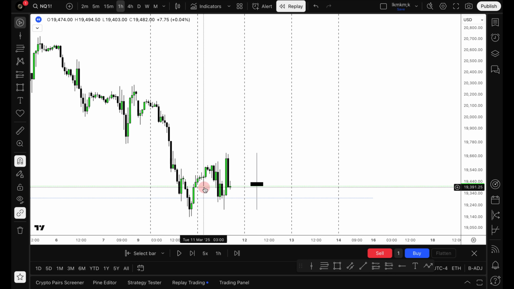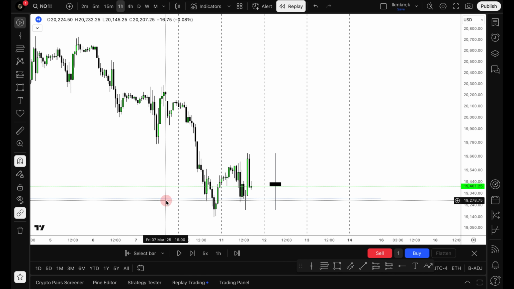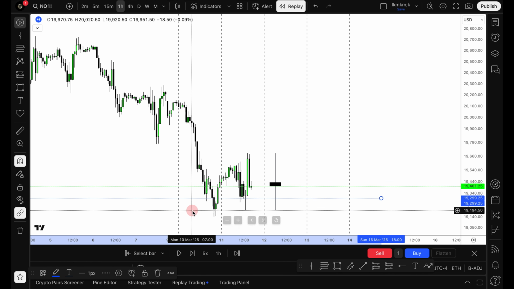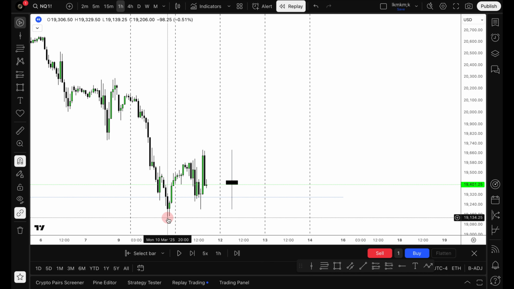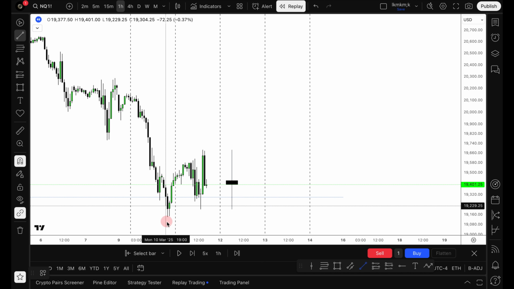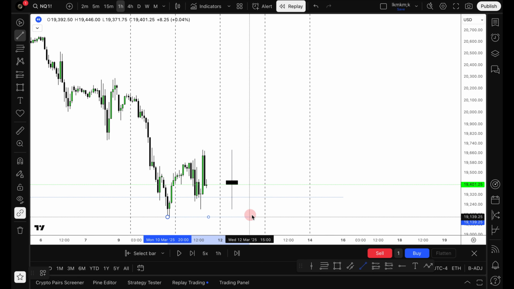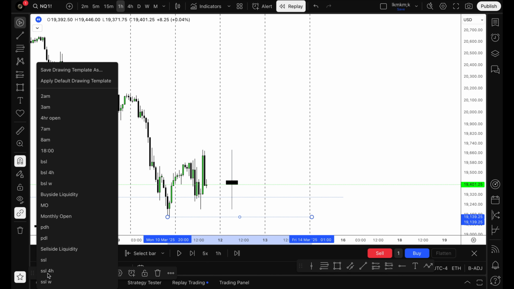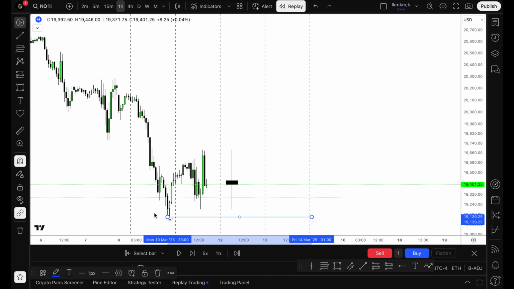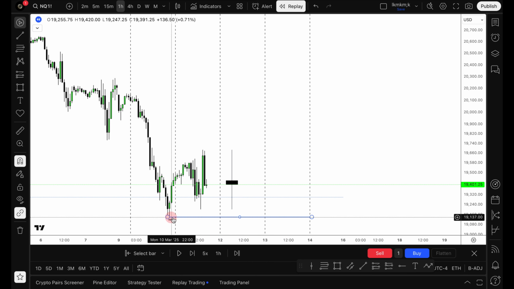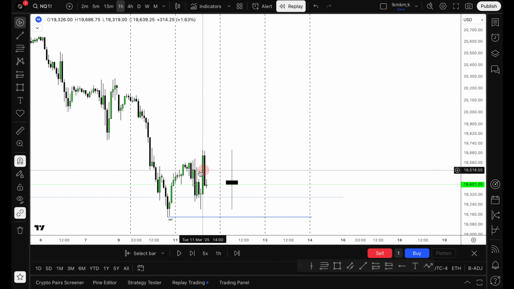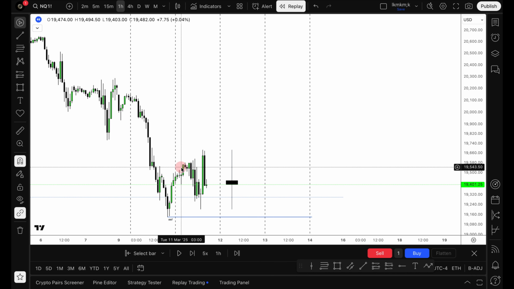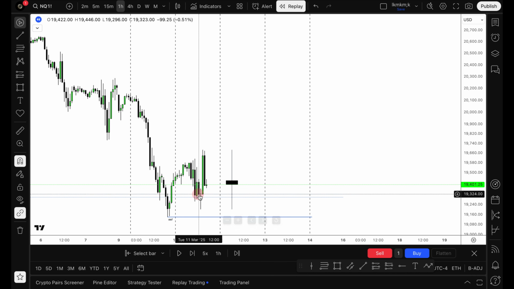Because the weekly liquidity has been taken, which is this shaded blue line here, we could look to target Monday's drawn liquidity. So that's what I'd look for now. I'm still looking for short positions, but I'm just looking for a draw on liquidity, and that's going to be Monday's low as my draw on liquidity. So I'd look for a setup on Tuesday, but price is just chopping around.